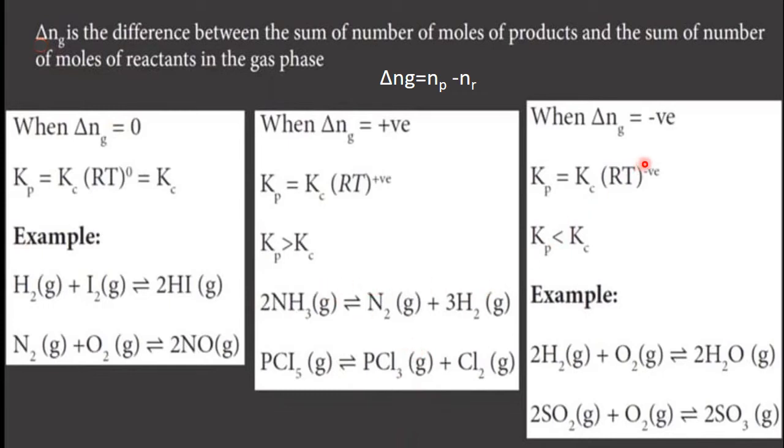When delta Ng is negative, this is the third case. The negative means just opposite to this. Kp is equal to Kc into RT power negative, which means Kp is less than Kc. Example, H2 plus I2 gives 2HI. Here how to calculate delta Ng? How many moles of reactant? 2. 2 minus how many moles of product? 2 plus 1, 3. 2 minus 3, minus 1.